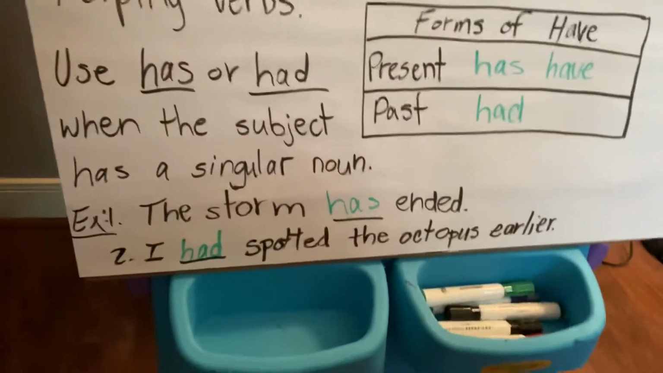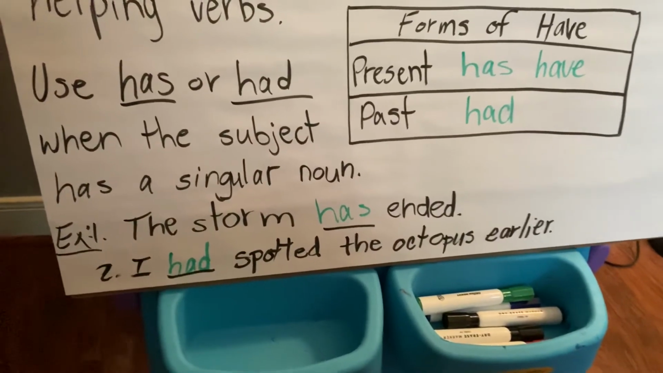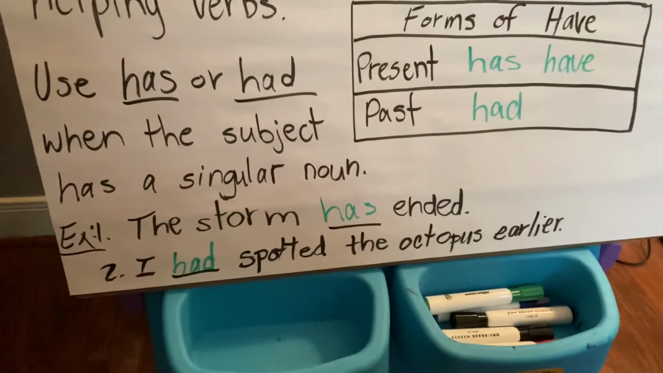Okay, and if you have a plural verb, so for instance, if I gave you an example, divers have searched for zebrafish. So divers is plural because it's more than one. So you would use have. So you're going to use has or had as the helping verb when the subject is a singular noun. And if it's plural, then you're going to use have or had.